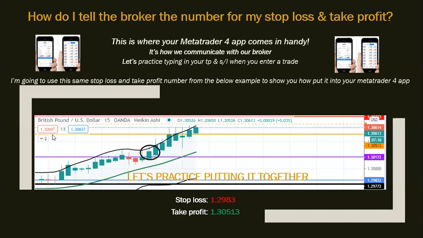So if I look at the chart from the example that we just did and I wanted to type in those numbers and get into a trade, I need to tell Hugo's Way, I want to get in a trade and I want this to be my take profit and I want this to be my stop loss. You guys see it at the bottom, right? So based on that, what do I need to do? Hop into my MetaTrader 4 app and type in those numbers.